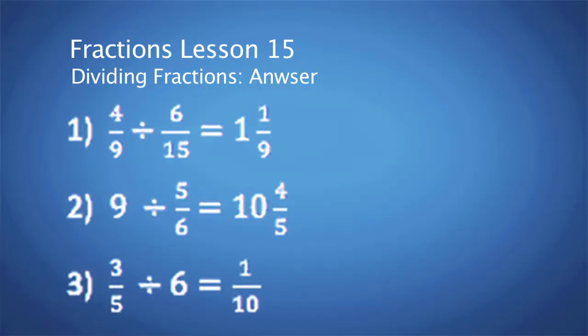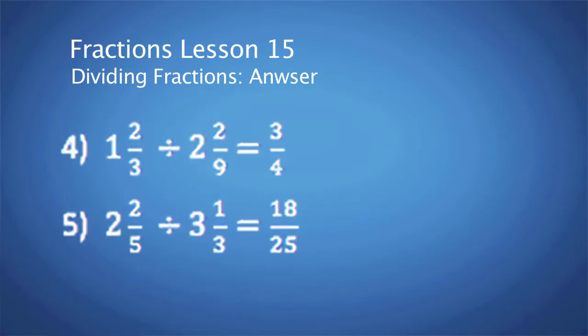Question 1. 4/9 divided by 6/15 is equal to 1/9. Question 2. 9 divided by 5/6 is equal to 10/4. Question 3. 3/5 divided by 6 is equal to 1/10.